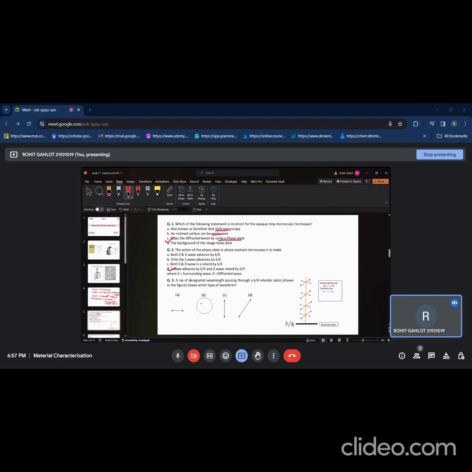Now the third one is taken directly from the recordings. You can also see Professor Sankaran taught this in the class. A ray of designated wavelength passing through a lambda by 4 retarder plate shows which type of waveform? Anyone? For the lambda by 4, this will be the circular one.